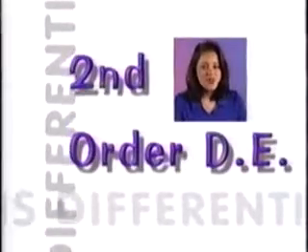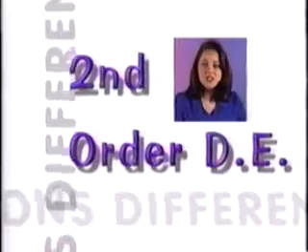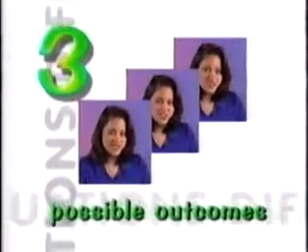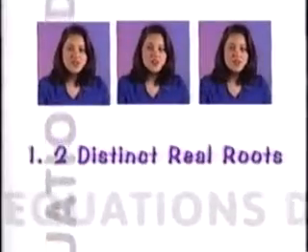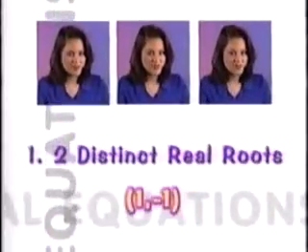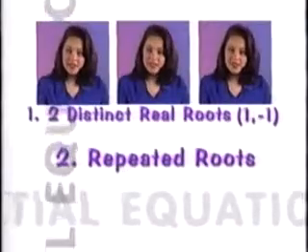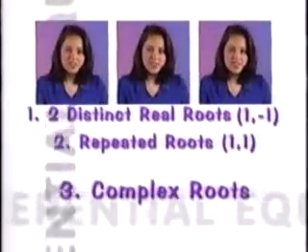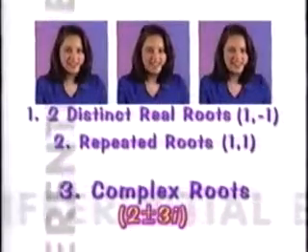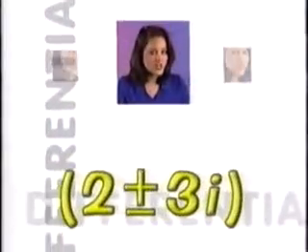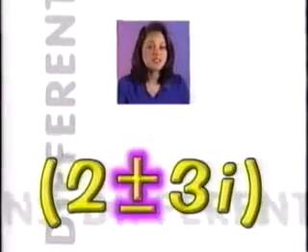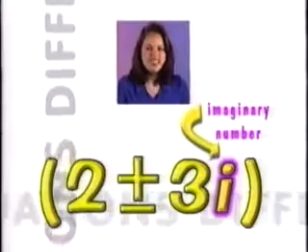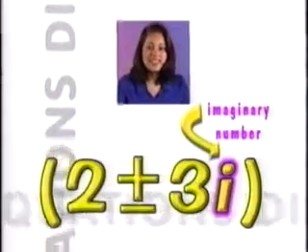Okay. For a second-order differential equation, the characteristic equation will be a simple quadratic that will give us three possible outcomes when we solve it. First, we could get two distinct real roots, like 1 and -1. Second, we could get repeated roots, like 1 and 1. And third, we could get a pair of complex roots, like 2 plus and minus 3i. Complex roots always come in conjugate pairs, like this, with the plus and minus. And remember, i represents an imaginary number. But we'll get into that in a minute. Let's look at each case in turn.